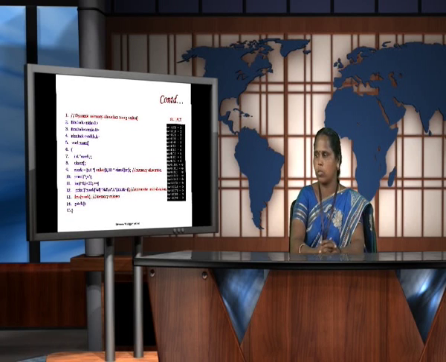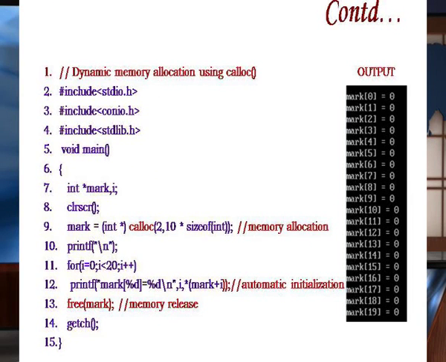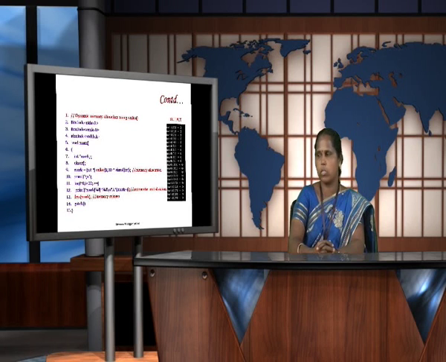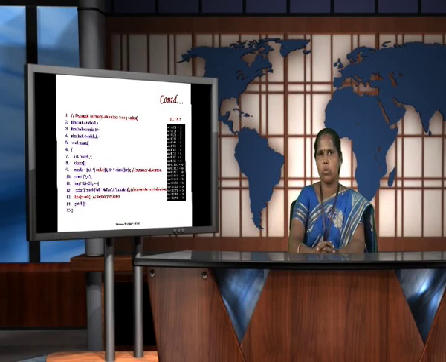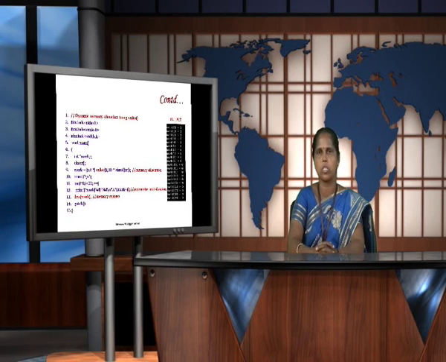In the example, calloc 10, 30 requests 10 blocks of 30 bytes each. So it allocates 300 bytes of memory in total and returns the first address of the allocated memory. In this program, it requested memory for 2 blocks, where each block can store 10 int values. So totally it allocates memory for 20 int values. Here all the values are automatically initialized. Since it is int, the values are initialized to 0.